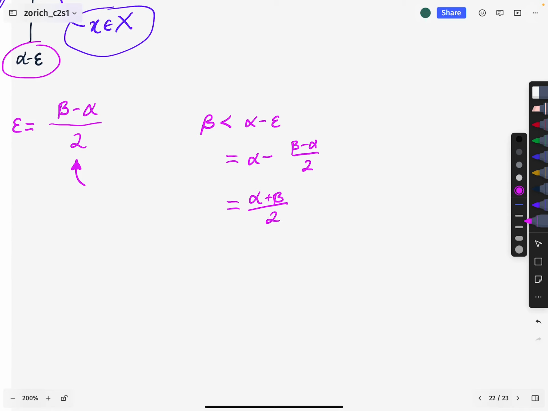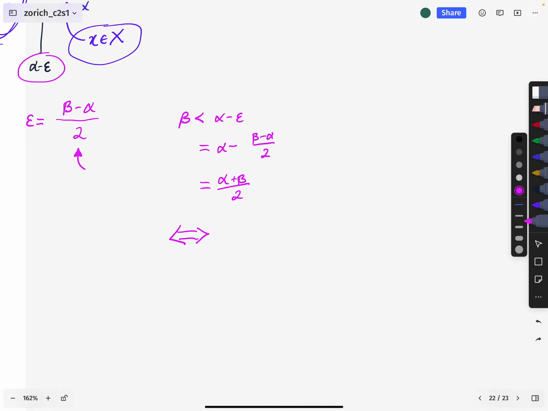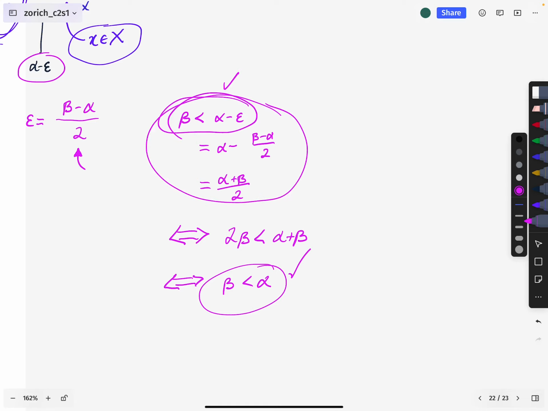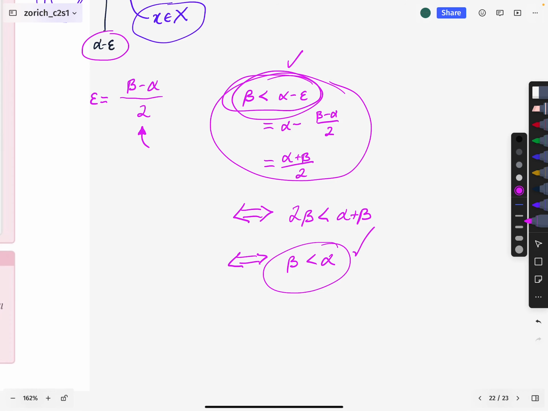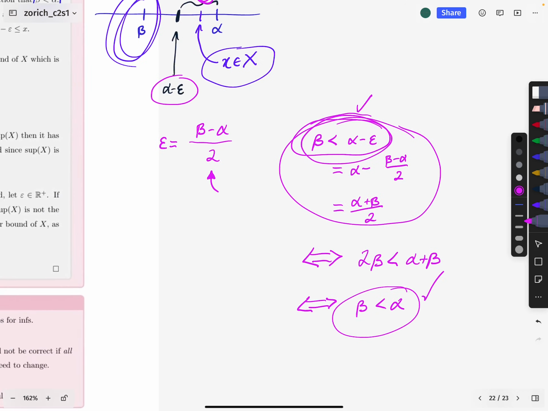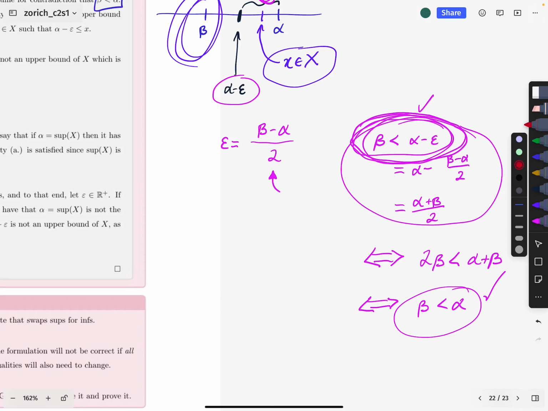And then this is all true if and only if, because I want to show that beta is less than this quantity. Well, it is equivalent if we show that 2 beta is less than alpha plus beta, and that is equivalent to beta less than alpha. And this we were assuming for contradiction. So we know that this is true, and therefore immediately from that we know that this is true, and especially this part of it is what we wanted to make sure of. So we now have justified rigorously that beta is strictly less than alpha minus epsilon. Okay, so that's very useful.